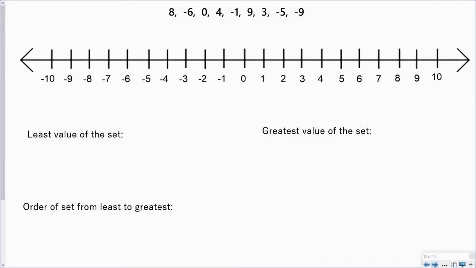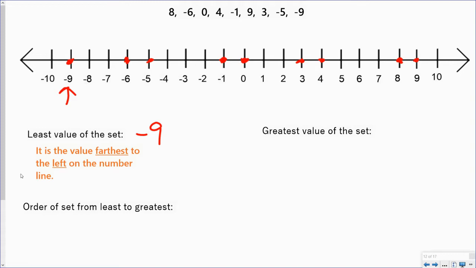So now, if I've got this set of numbers, I'm going to plot them here on the number line. So we have 8, -6, 0, 4, -1, 9, 3, -5, and -9. So what is my least value of this set? Well, it would be -9. And it's -9 because -9 is the farthest value on the left of the number line.